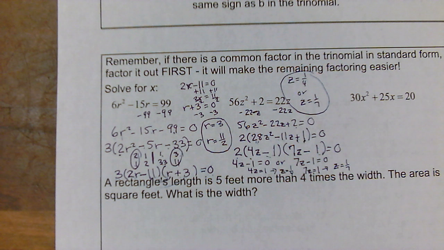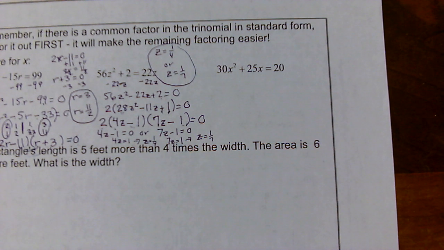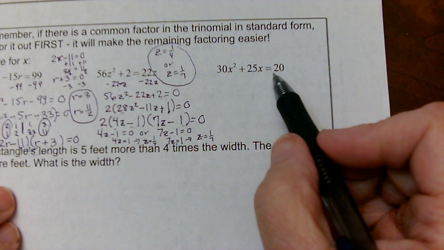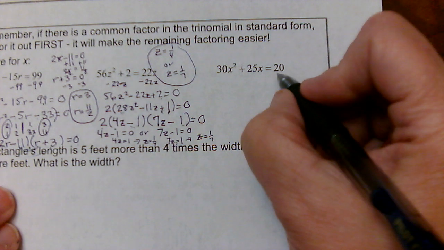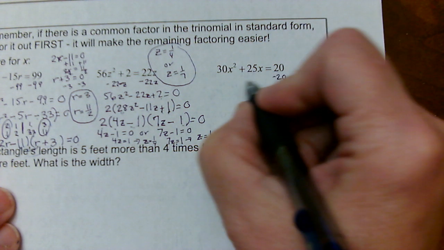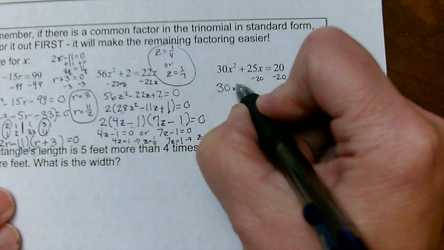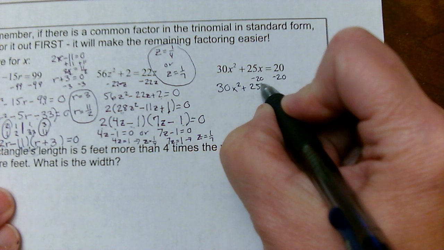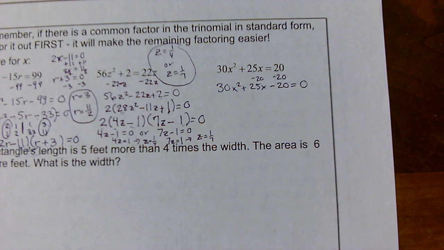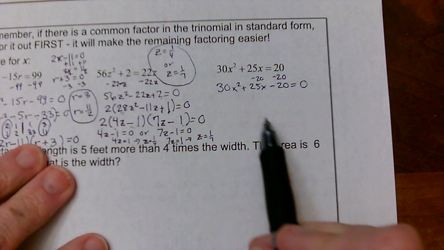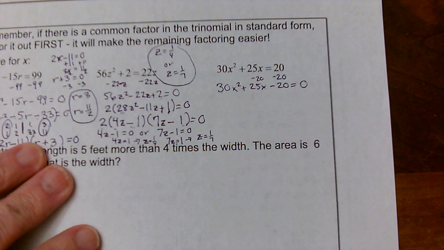For the last non-word example, if you're solving the equation, when you have powers higher than 1, you have to get 0 on one side first. So I'm going to subtract the 20 from both sides. That gives me 30x squared plus 25x minus 20 equals 0. Remember that it's important that the terms go from highest power to lowest.